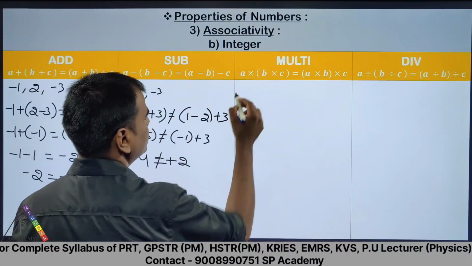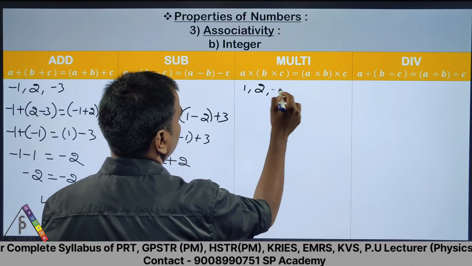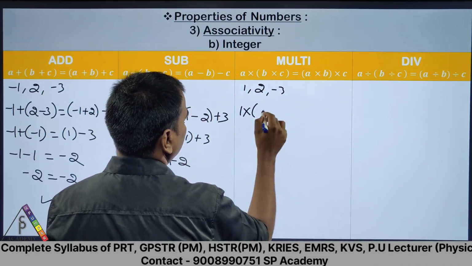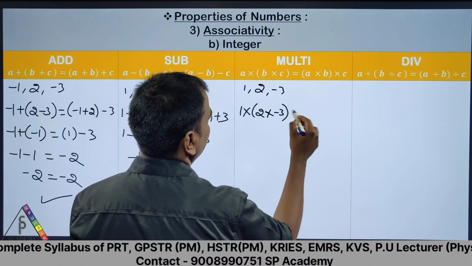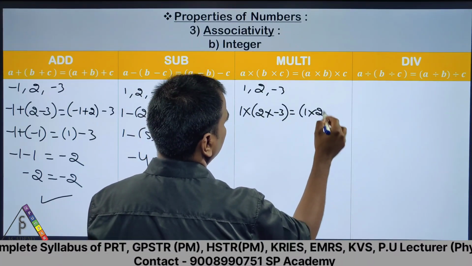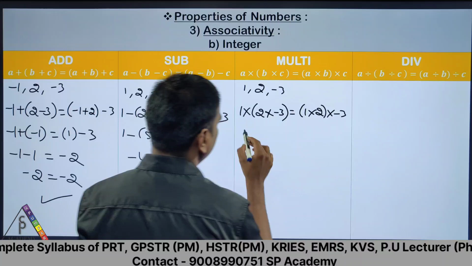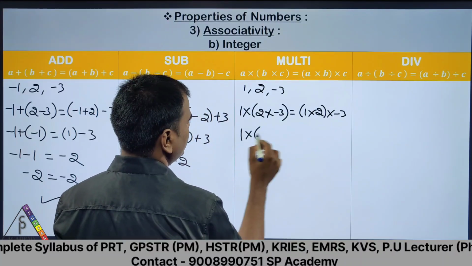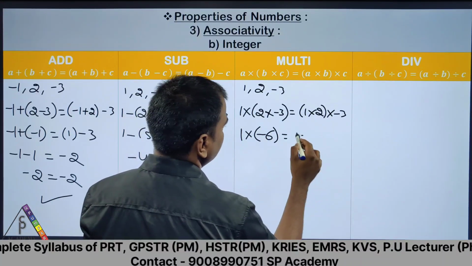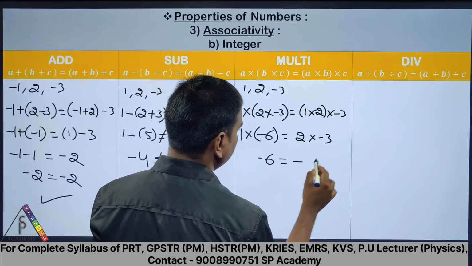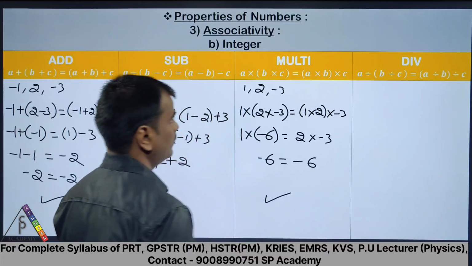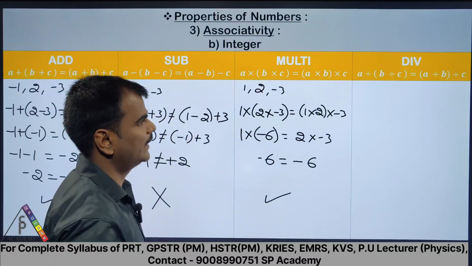Next, multiplication. 1, 2, minus 3. 1 into 2 into minus 3 equals 1 into 2 into minus 3. This is 1 into minus 6, and this is 2 into minus 3. Therefore, minus 6 equals minus 6. Therefore, multiplication is valid for integers.